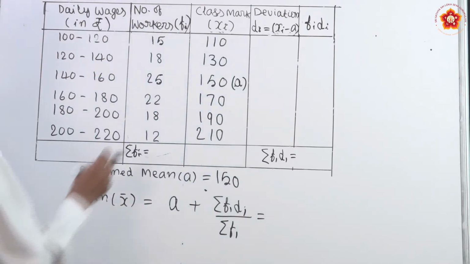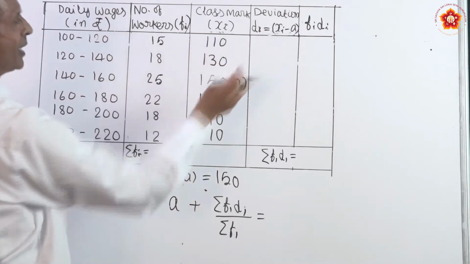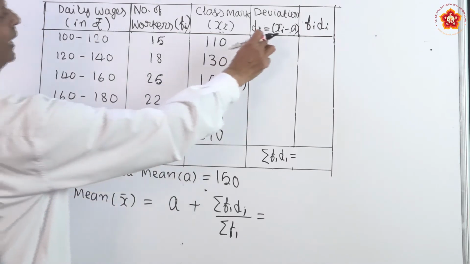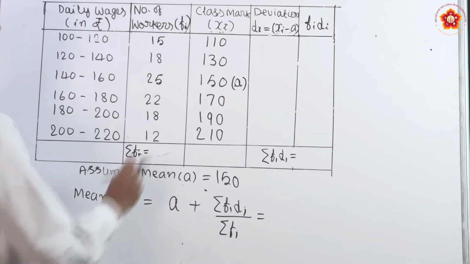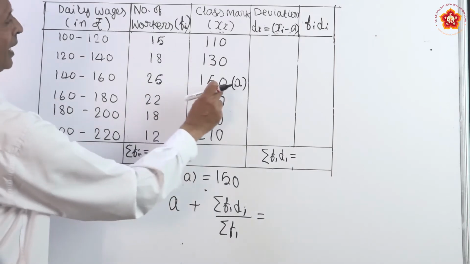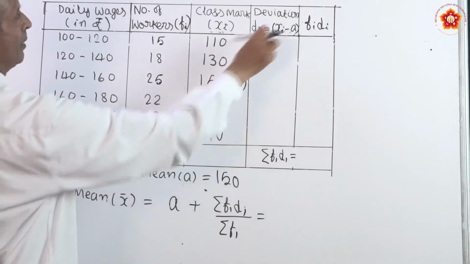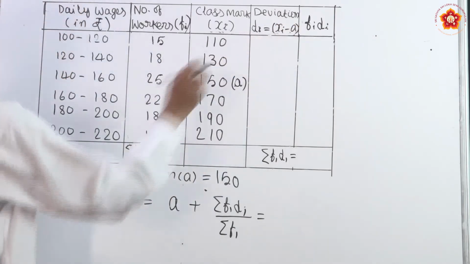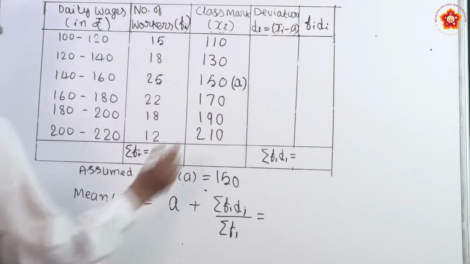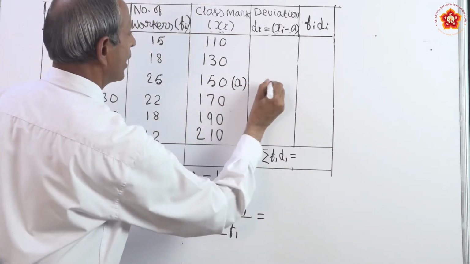After this, you have to find the deviation. Deviation is calculated by the formula xi minus A. Here 150 is there. If you subtract 150 from the assumed mean A, 150, you will get 0. Always you will get 0 here.